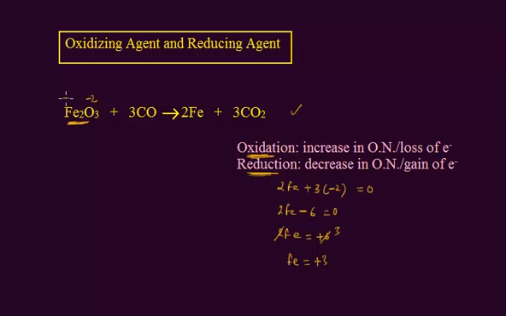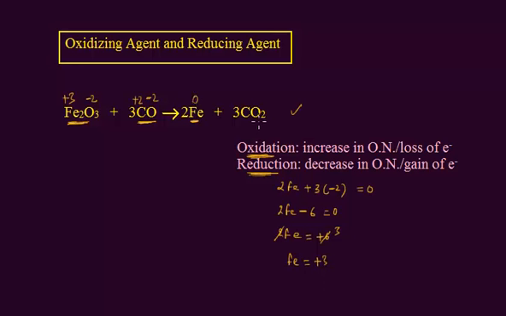Here we have +3. In carbon monoxide, the usual oxidation number of oxygen atom is -2, and if oxygen has -2, carbon will obviously have +2 oxidation number, because +2 and -2 is equal to 0. On the other side, Fe is a neutral atom, meaning it does not have any charge, and the oxidation number of a neutral atom is always 0. That is why Fe is having 0 oxidation number.